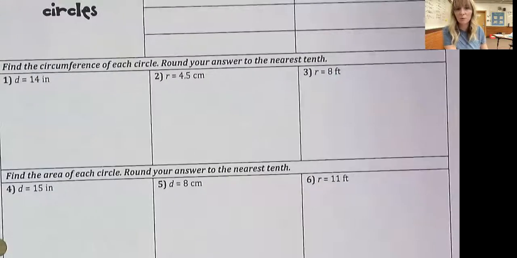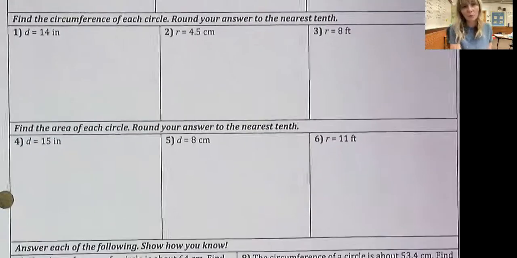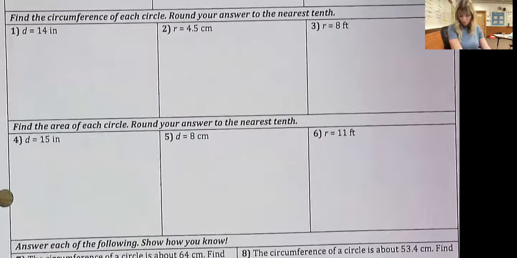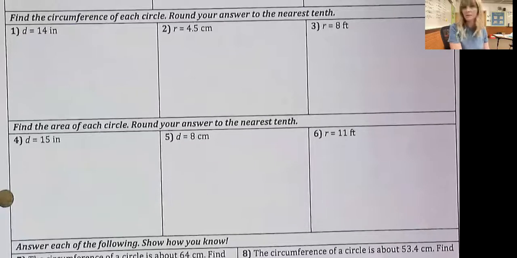Okay, now we're ready to move forward and review. You guys are used to me giving you pictures. Sometimes you don't need a picture. Sometimes you just need the information. A circle really only has one measurement, the radius. From the radius, you can get the diameter. From the radius, you can get the area. And from the radius, you can get the diameter, which then gets you the circumference. So we don't even always need a picture. We just need the measurement.